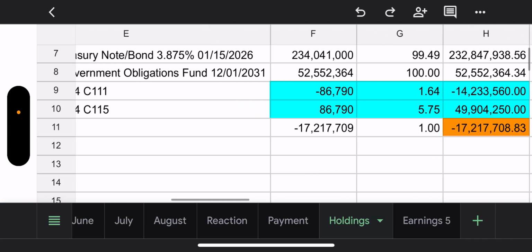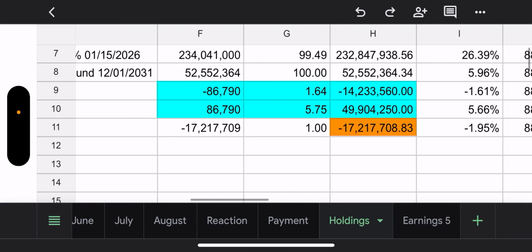I highlighted the wrong thing. Good job. Good job. Yeah.